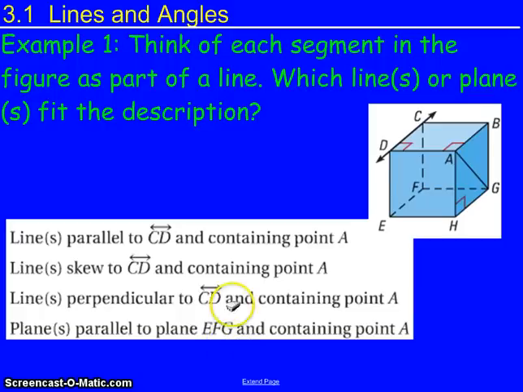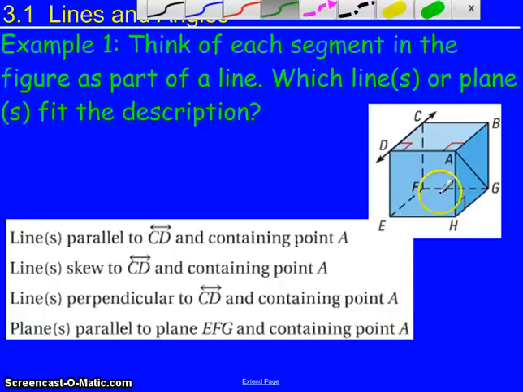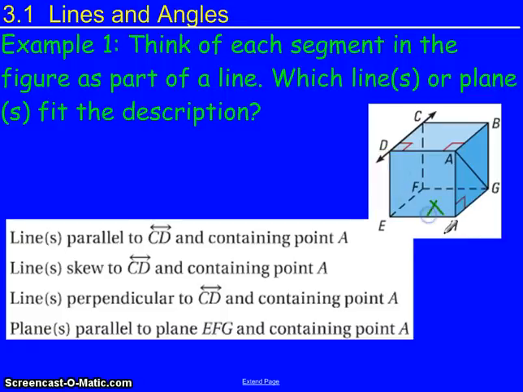Remember, when we name a plane, we just name 3 collinear points on that plane, and that is containing point A. So let's find that plane that we're looking for to be parallel to. So we have EFG, which looks to be the bottom of the box, and so it looks like the top of the box is the plane that would be parallel to that, because they would never intersect.